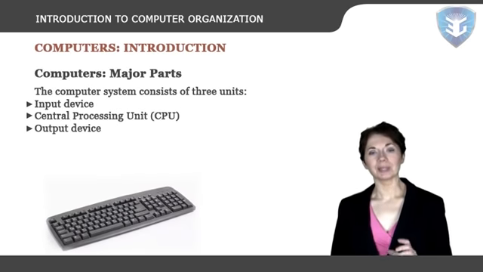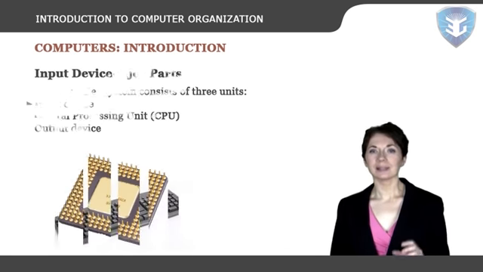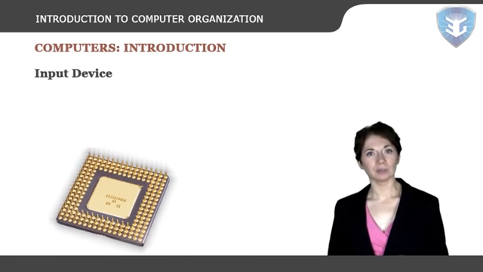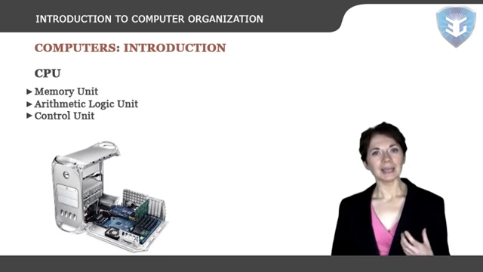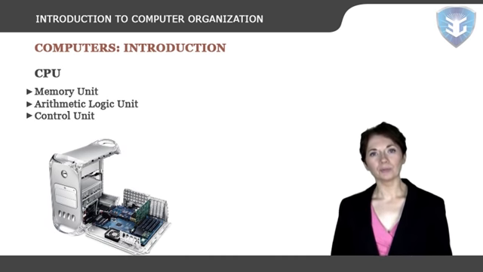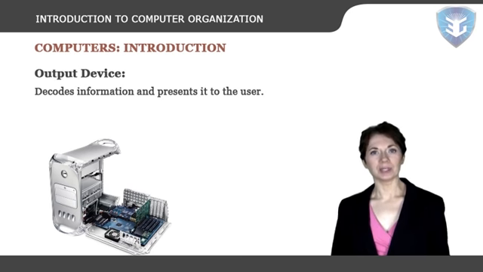Computers' major parts. The computer system consists of three units: input device, central processing unit or CPU, and output device. Input device: this reads information from input media and enters it to the computer in a coded form. A CPU has a memory unit. This stores program and data. Arithmetic logic unit performs arithmetic and logical functions. Control unit interprets program instructions and controls the input and output devices. Output device decodes information and presents it to the user.